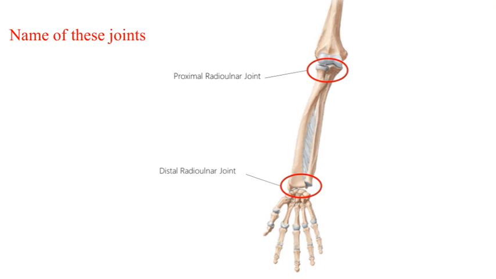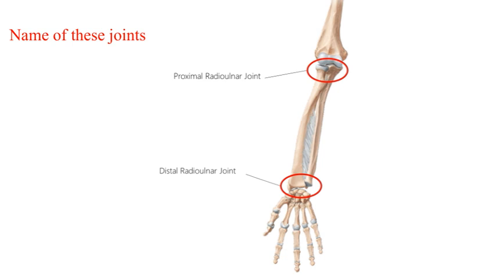Now, let's take a closer look at the names of these joints. As you can see, understanding the specific names is crucial because it helps us identify their location and function within the body. These joints are not just random connections. Each has a unique role in facilitating movement and stability.